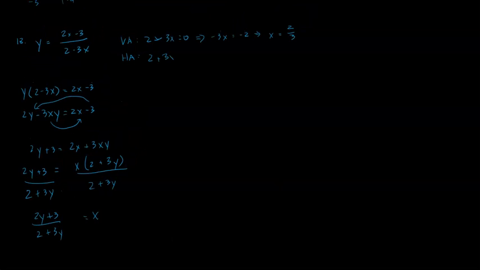Now I have my denominator. 2 plus 3y equals 0. So we have 3y equals negative 2. That implies that y equals negative 2 over 3. Okay.